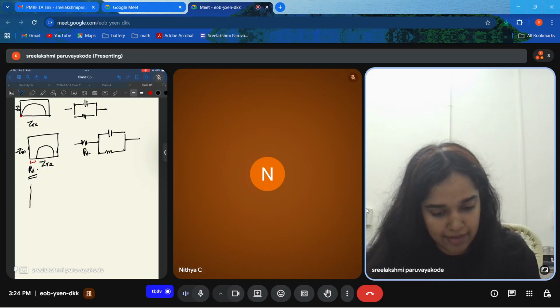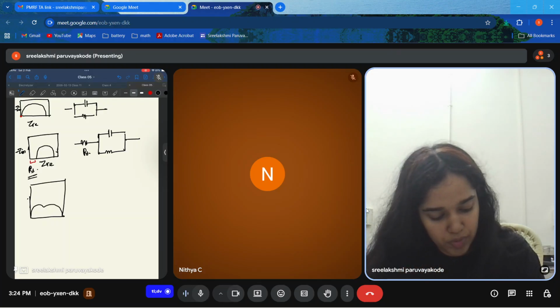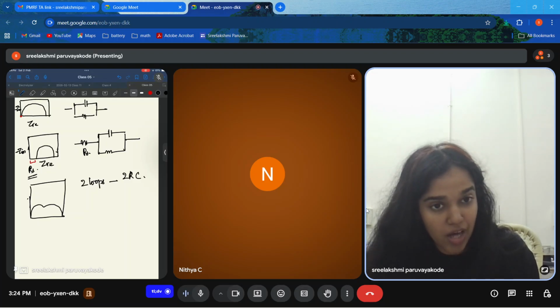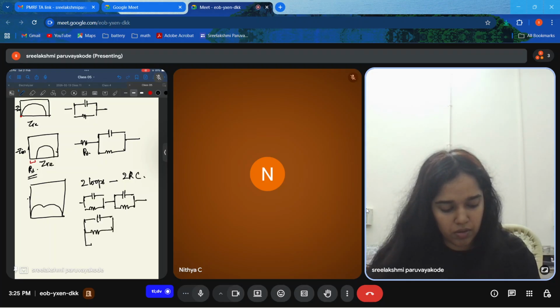Now let us move on to the next case where you have two loops. Okay, when you have two loops, you have to keep in mind you have two RC. So two RC, this can be either fitted using a Voigt element. So in Voigt, you'll have something like this. Okay, this one. Or you can also fit it using this. This represents one loop. This is the next loop.